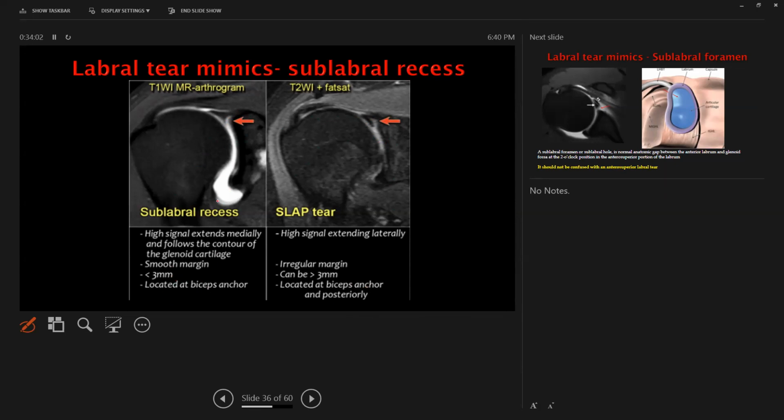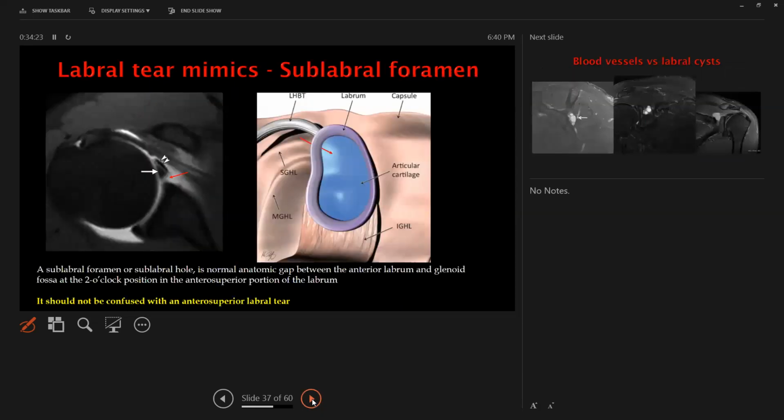The actual sublabral recess is located at the biceps anchor, but the slap tear can be traced back posteriorly. So these are the differences, how you differentiate the sublabral recess.